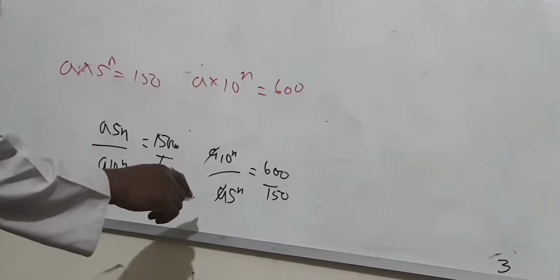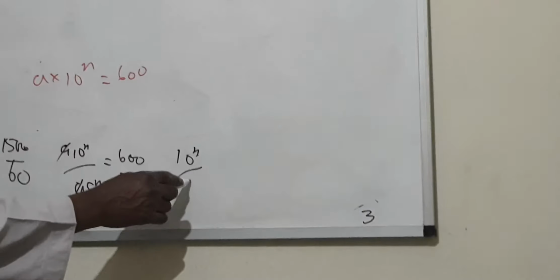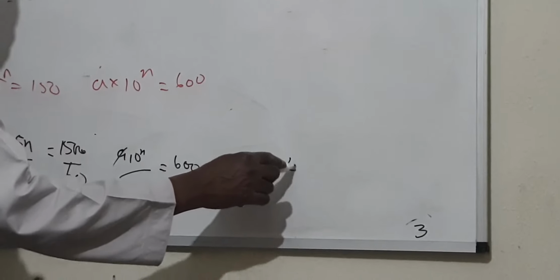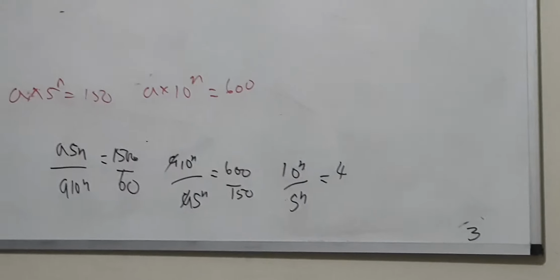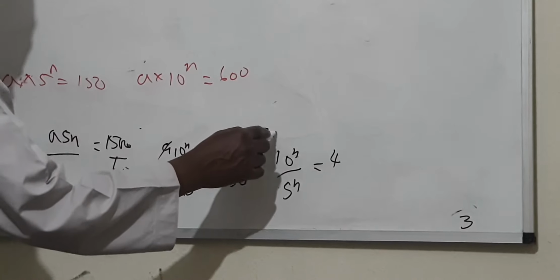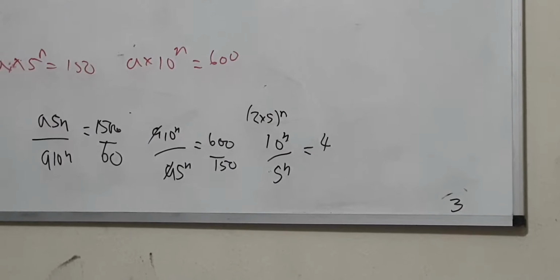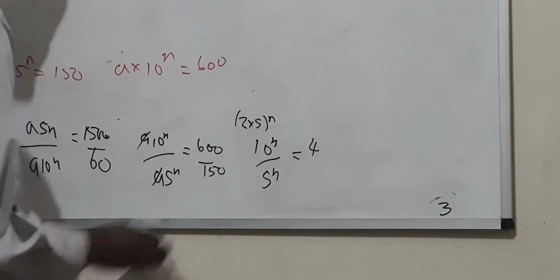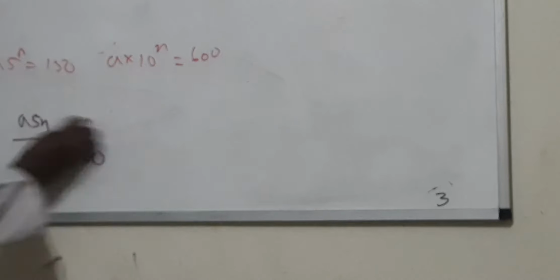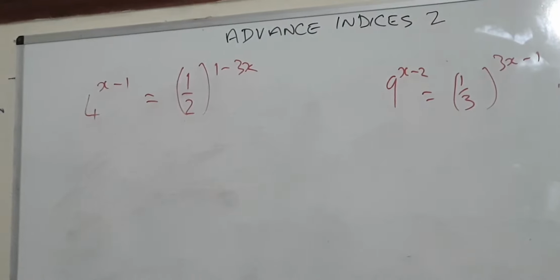So therefore, this 10 to the power n over 5 to the power n is equal to 4. So you can go on. This is 2 times 5 to the power n. So you can go on and on. Remember, this is a GCSE Cambridge Advanced exam, so I don't expect them to give you something like that. Okay, look at that.